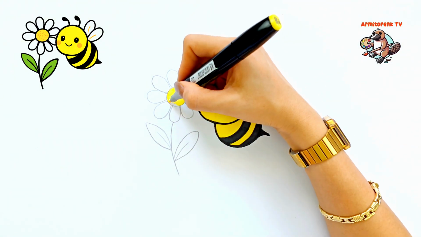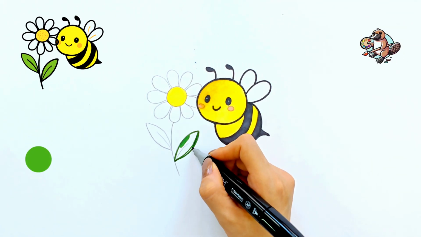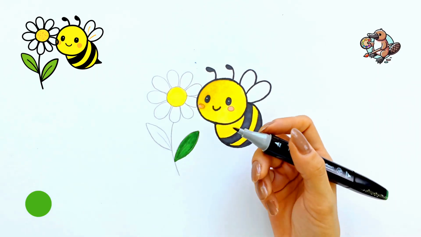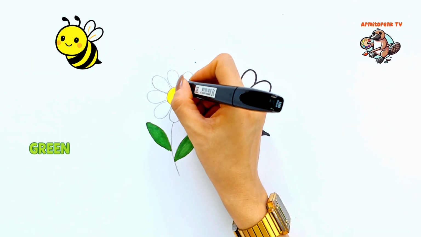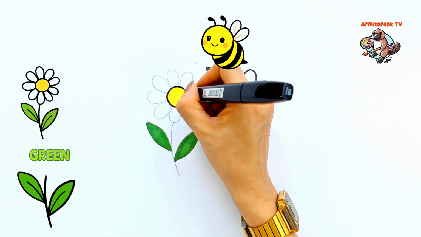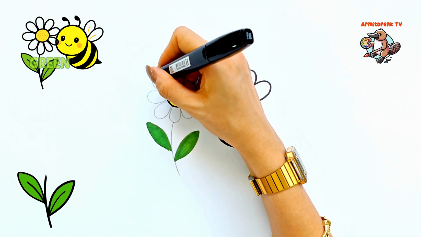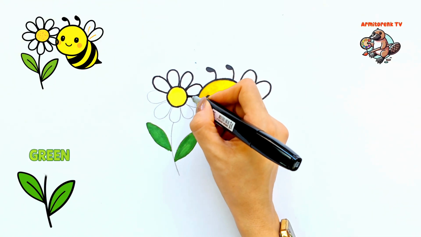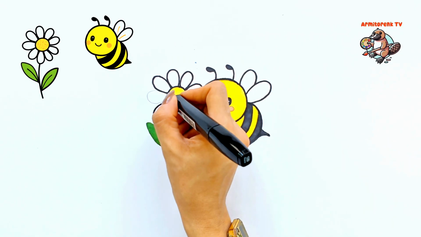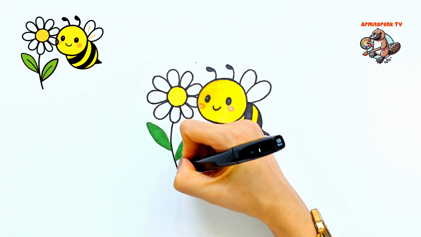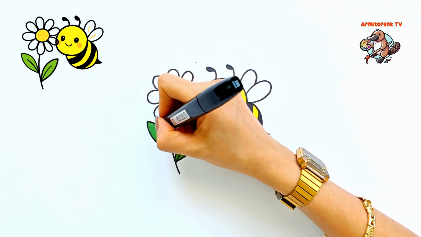Now, let's color the flower leaves. What color are they? They are green. Green leaves. What color are the leaves? The leaves are green. Green leaves. Well done! We colored the bee and the flower leaves.